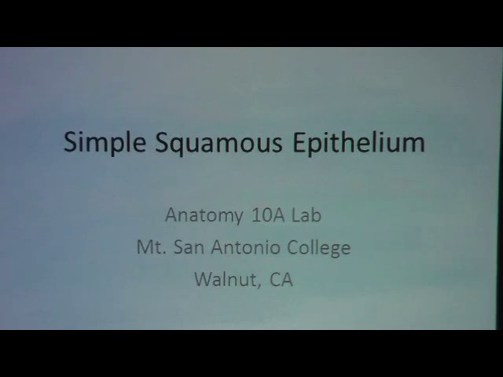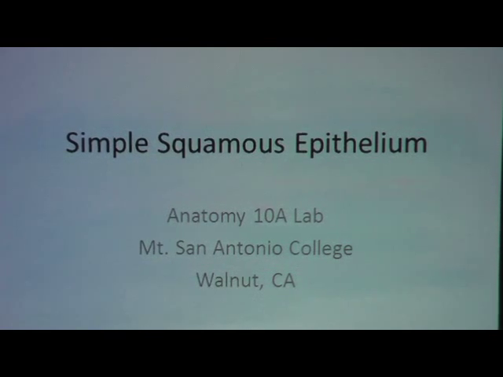This is simple squamous epithelium. The slides were made for Anatomy 10A lab at Mount San Antonio College.